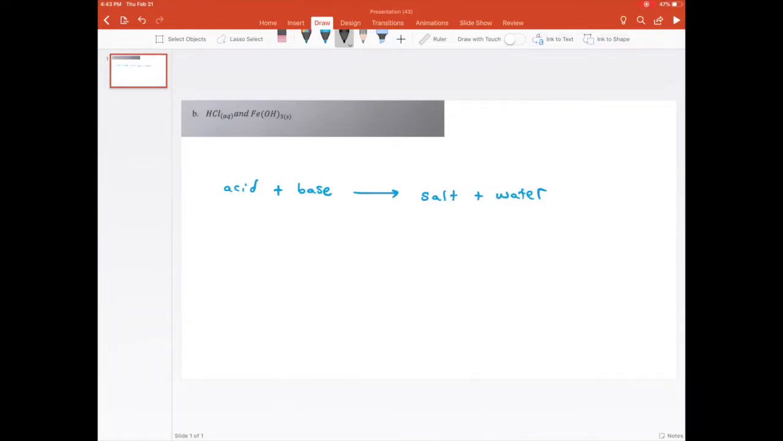So again, with this one, you are combining an acid, and you know it's an acid because it has that HCl, with a base. You know it's a base because it has that OH, so Fe(OH)3. And whenever you combine an acid and a base, it's a neutralization reaction. An acid plus a base always gives you a salt and water.